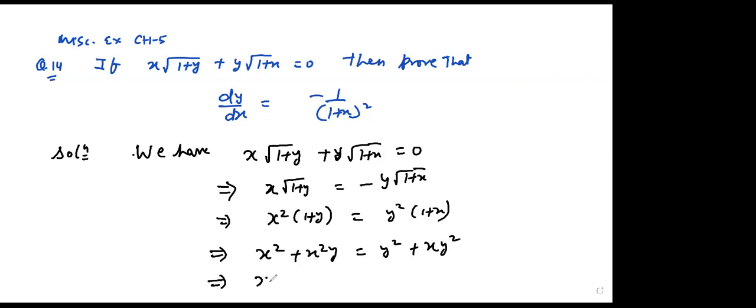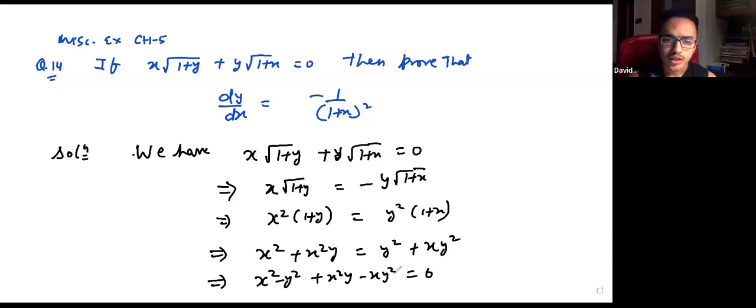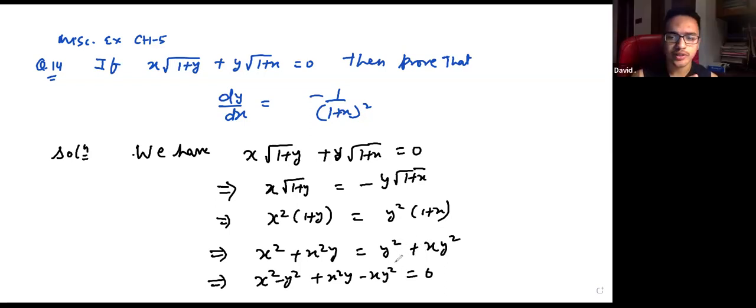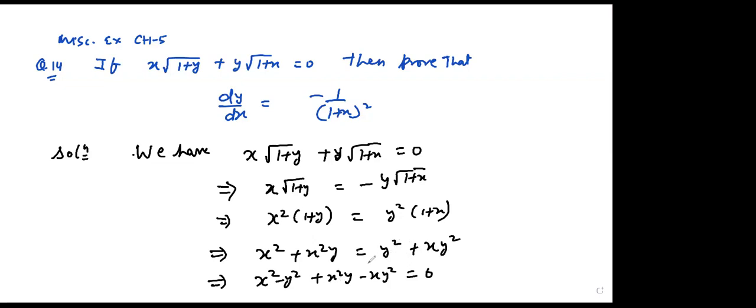So this will be x square minus y square plus x square y minus x y square equals to 0. We just brought the terms from the right hand side back to the left. We transpose both the terms to the left hand side, right? So this is x square minus y square plus x square y minus x y square equals to 0, right?